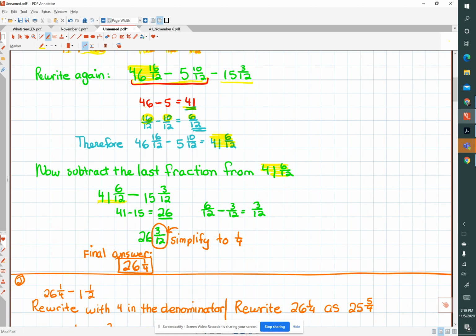We have 41 and 6 twelfths minus 15 and 3 twelfths. 41 minus 15 is 26. 6 minus 3 is 3, which gives me a final, well, almost final answer of 26 and 3 twelfths. However, I can simplify 3 twelfths to 1/4. Here is our final answer, 26 and 1/4. So let's go ahead and put that on our paper.